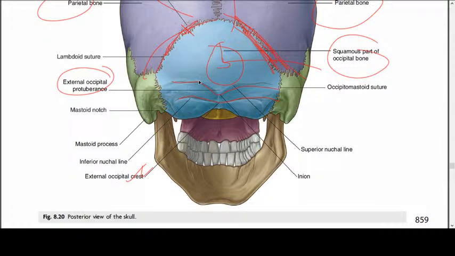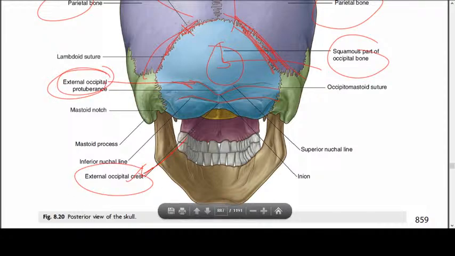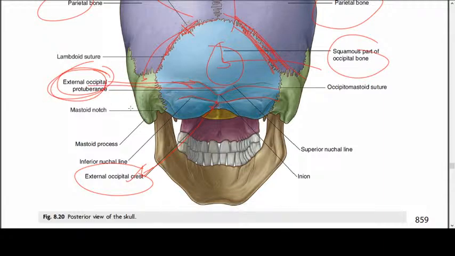So what is the difference between a protuberance and a crest? A crest is actually a deeper structure, whereas a protuberance is an elevated structure. The external occipital protuberance is right here, and the external occipital crest is right here, which is the deeper structure. Below the external occipital protuberance there is a nuchal line.